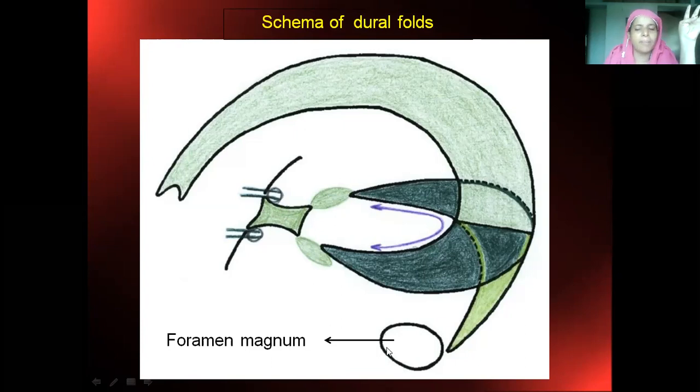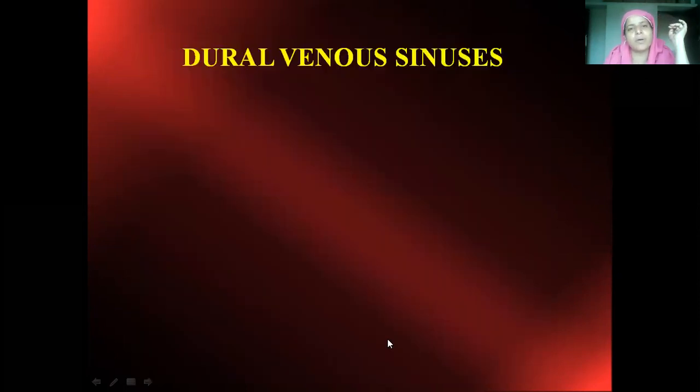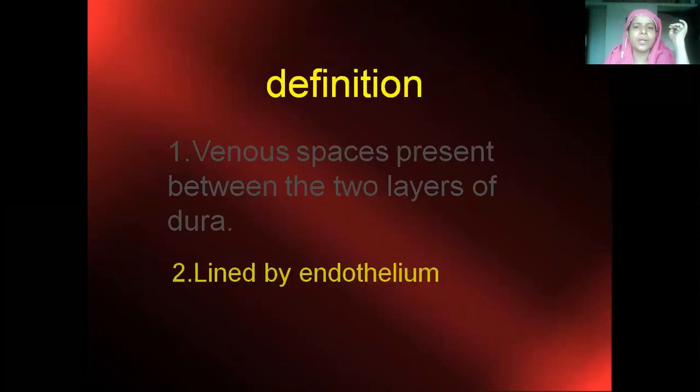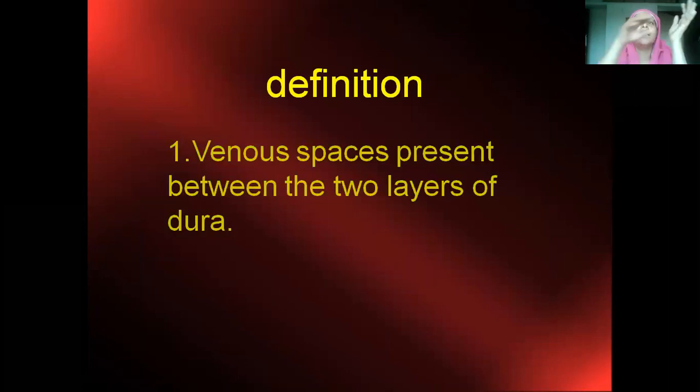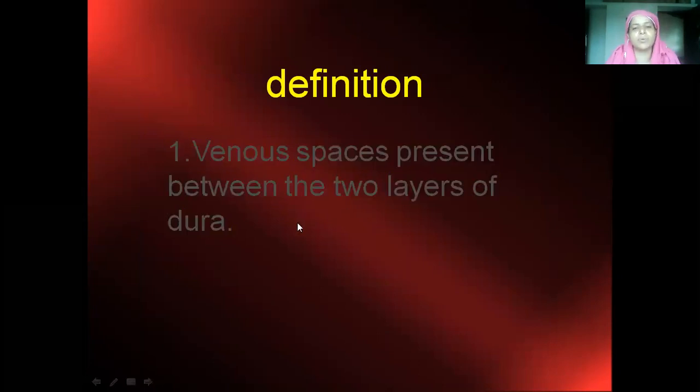Foramen magnum is a big opening in the skull bone for the passage of medulla oblongata to continue as spinal cord. Now, dural venous sinuses. What did I say? The dura mater has basically two layers, endosteal layer and meningeal layer. Between the two layers, there is a space enclosed in some places, and that venous space is nothing but dural venous sinus.